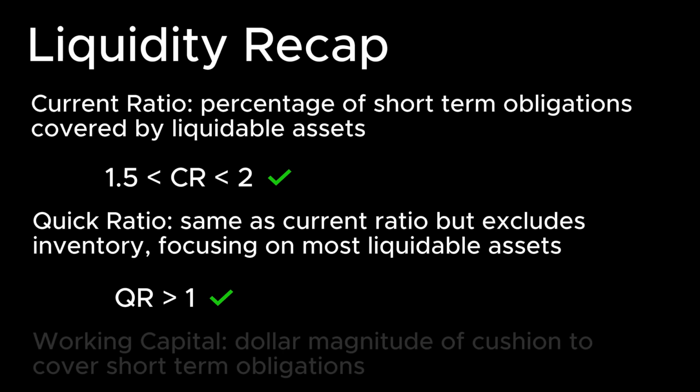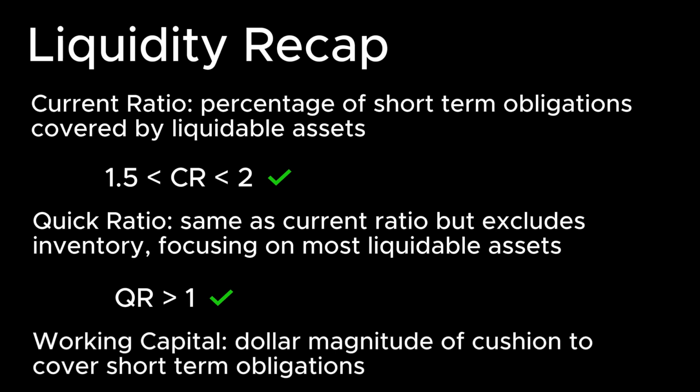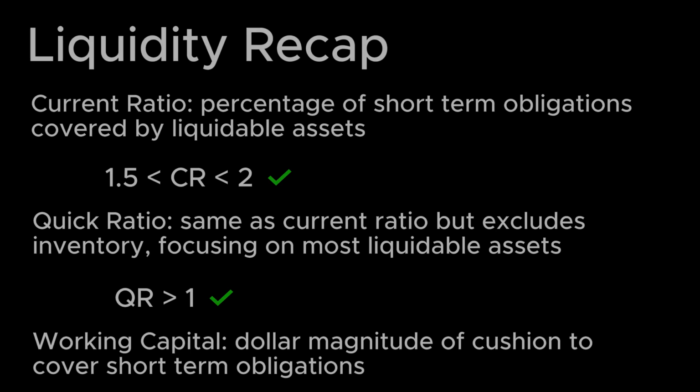And finally, working capital, current assets minus current liabilities, tells us the dollar magnitude of the cushion the company has to meet its short-term obligations. In general, more working capital is better and affords the company more options and time in the event of a shock. Alright, so let's move on to long-term safety, because so far we've been concerned with the short-term, liquidity and the company's ability to meet short-term obligations.